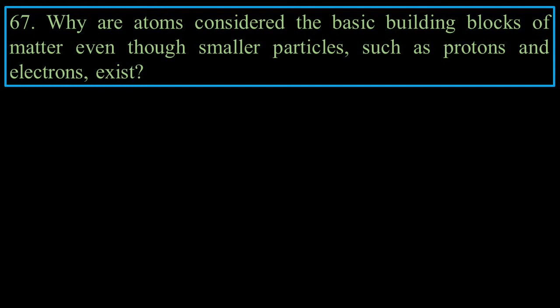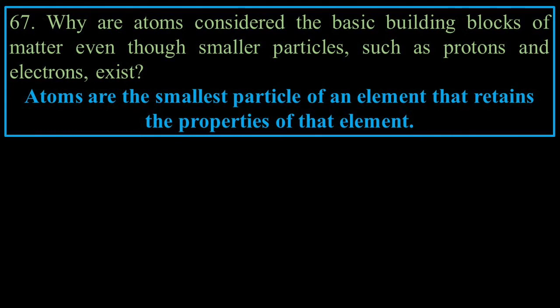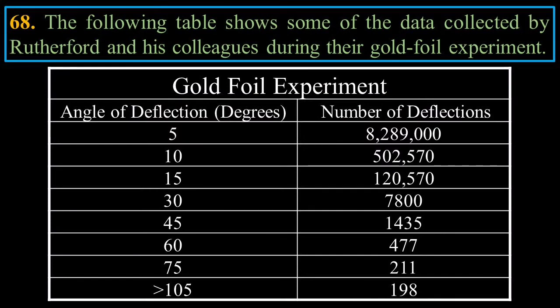Why are atoms considered the basic building blocks of matter, even though smaller particles, such as protons and electrons, exist? Atoms are the smallest particle of an element that retains the properties of that element. Scorch that into your brain. Atoms are the smallest particle of the element that retain the properties of the element.